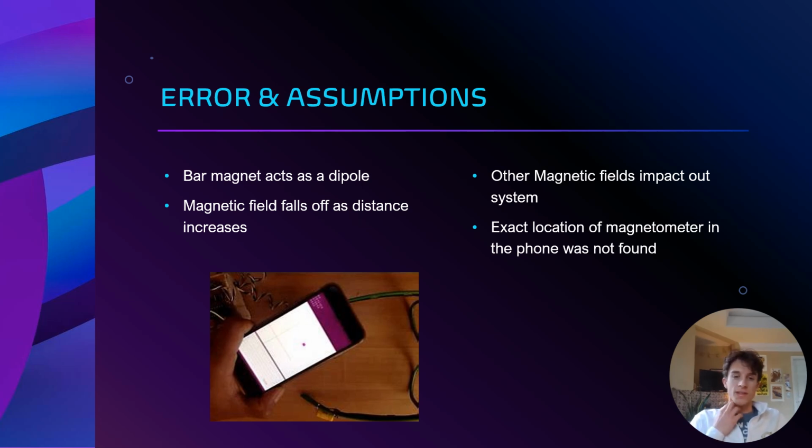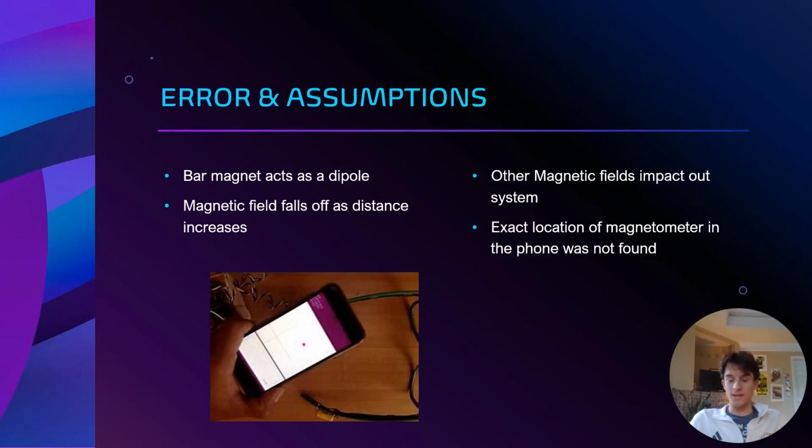So what errors and assumptions did we make? Well, we assume the bar magnet acts as a dipole. The simplification helps a lot, but is probably not entirely true. We also assume that the magnetic field falls off as distance increases. This is a general truth about most forces, most of the four forces in the universe, so pretty good, but again, not exactly accurate.